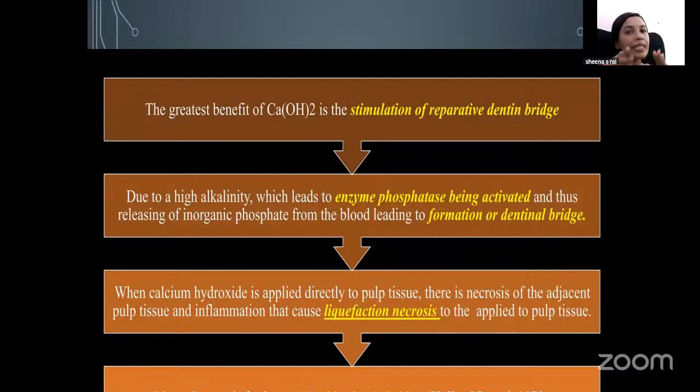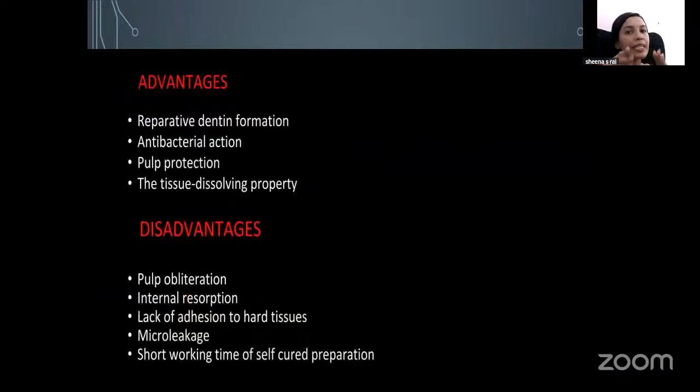What are the advantages of calcium hydroxide? It has an antibacterial property because of its alkaline nature. It has reparative dentine formation because of the activation of alkaline phosphatase. It helps in pulpal protection, and it has a tissue dissolving property. One of the most important disadvantages of this pulp capping agent is tunnel defects. Tunnel defect means the dentine that is formed is not uniform. That is one of the most important problems with calcium hydroxide, and why we are searching for newer pulp capping materials.